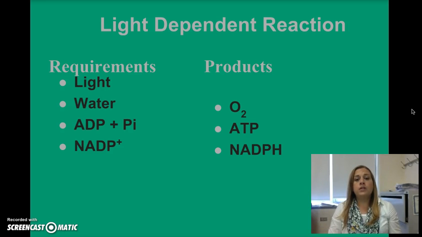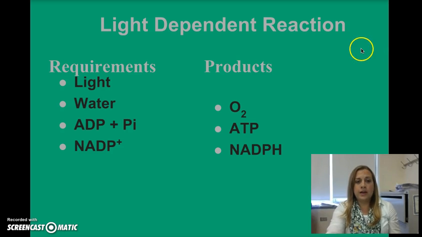So what do you need for the light-dependent reactions? You need light, first of all, because they're called the light-dependent reactions. You need the water that is going to be split. You are going to need some ADP and inorganic phosphate because you're making ATP, and in order to make ATP you need to have the building blocks, and then you also need NADP plus because you will be making the NADPH at the end of this.